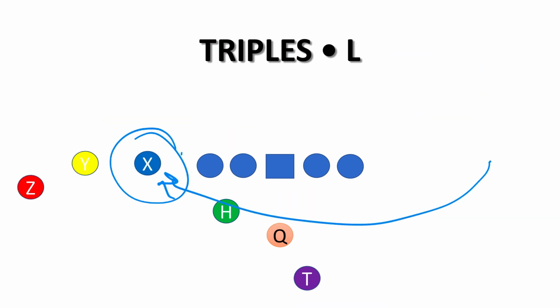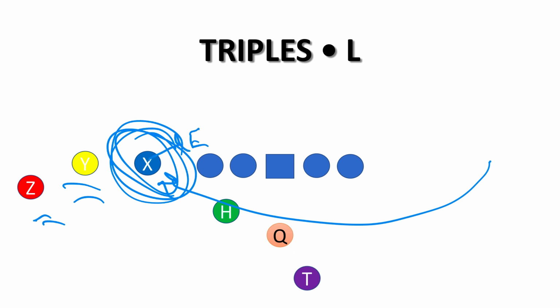And then triples left, the only difference would be the X would be covered up, and then you got these two eligible if you want. So you can throw rocket and laser, you can run inside zone, outside zone, you can run your sweep. If they give you something goofy like this, you can still run Seattle too, right? So that's all the formations, covered everything.